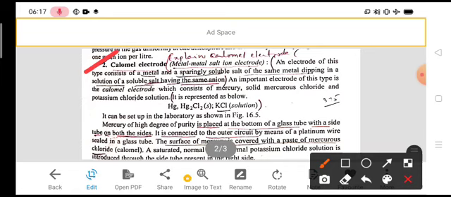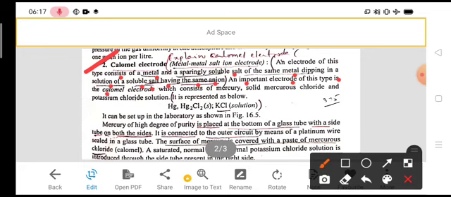An electrode of this type consists of a metal and a sparingly soluble salt of the same metal dipped in a solution of a soluble salt having the same anion. Once again I repeat, an electrode of this type consists of a metal and a sparingly soluble salt of the same metal dipped in a solution of a soluble salt having the same anion. An important electrode of this type is the calomel electrode.